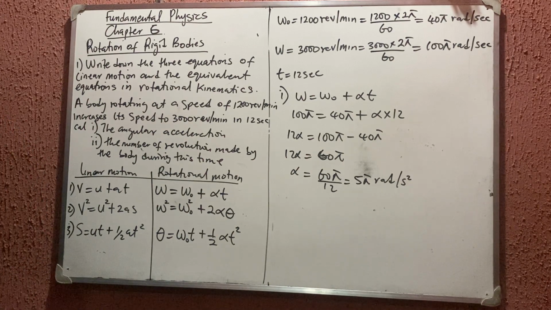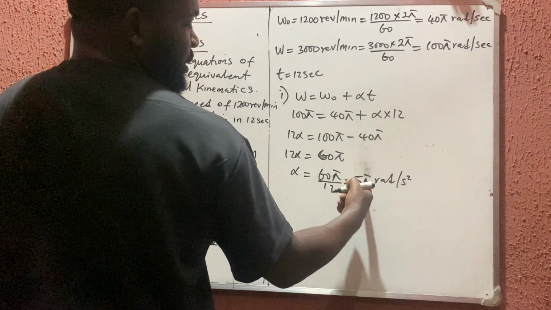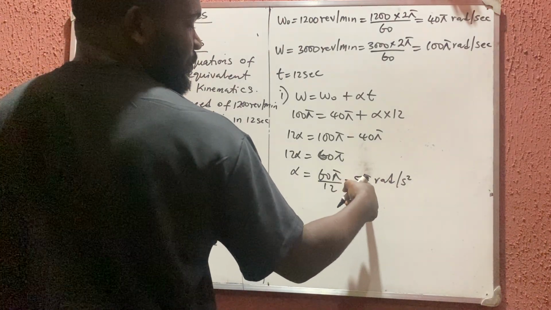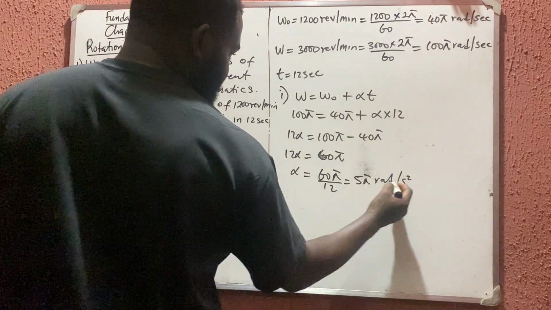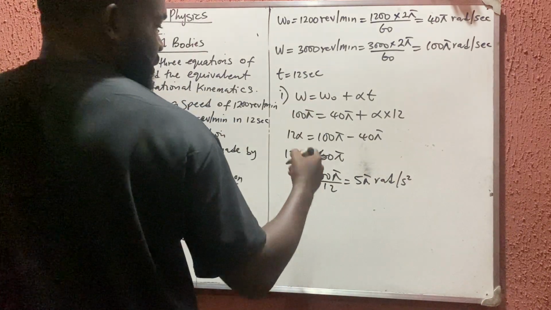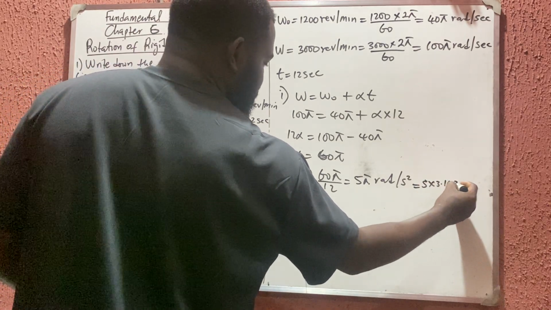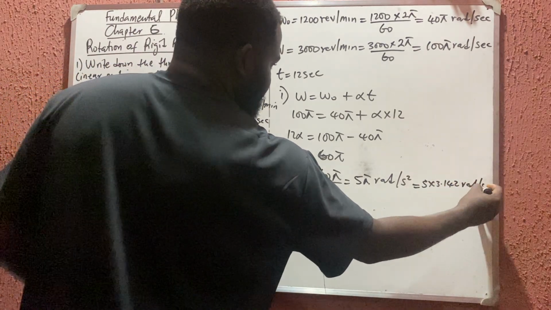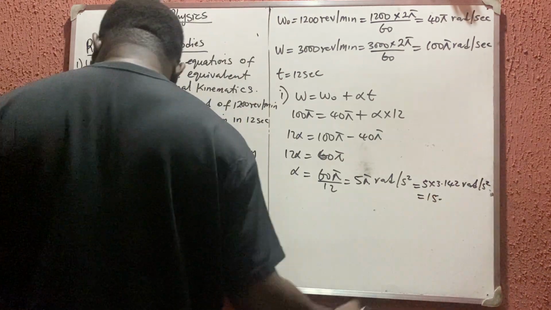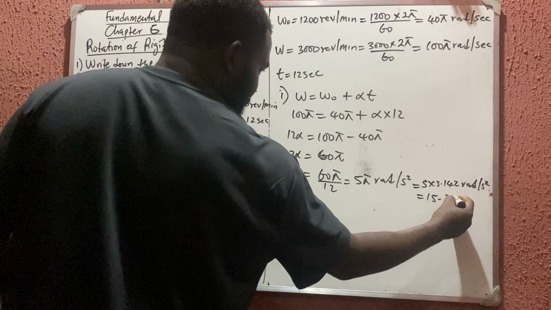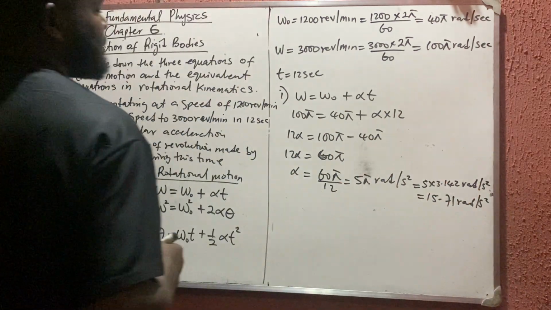Okay, so now if you want to, you can decide to get your answer. If you don't want to use pi, you put 5 times 3.142 to get your last answer. So this is what I'm saying: 5 times 3.142, then rad per second squared, if you don't want to put the pi, which will give you, I think, 15.71, approximately 16 rad per second squared. All right, so that is that.